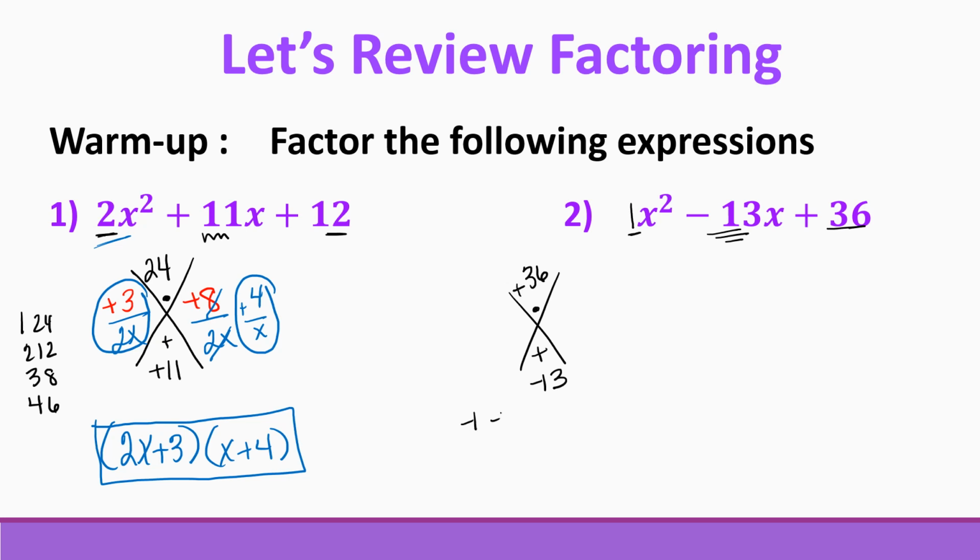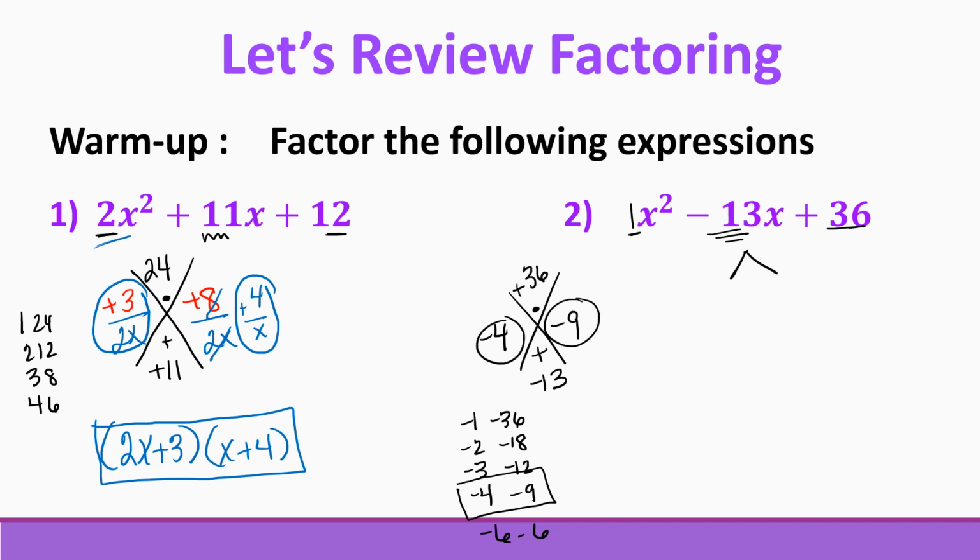So I need negative 1 and negative 36, negative 2 and negative 18, negative 3 and negative 12, negative 4 and negative 9, and finally negative 6 and negative 6. The two factors that have a sum of negative 13 and multiply to positive 36 are negative 4 and negative 9. And now we're going to use those two values to split the middle term. So we start with x squared minus 13x plus 36, and we're now going to rewrite it as x squared minus 4x minus 9x plus 36.